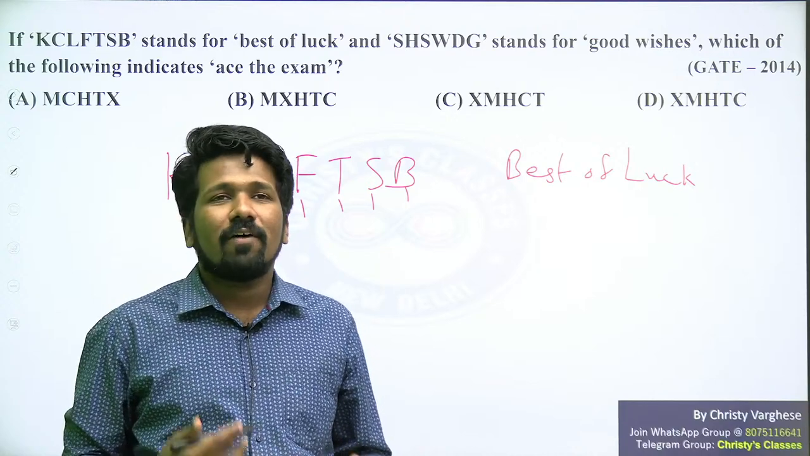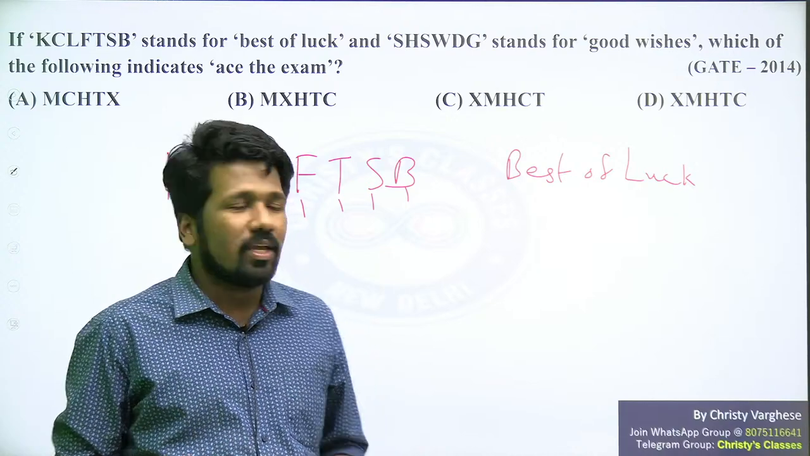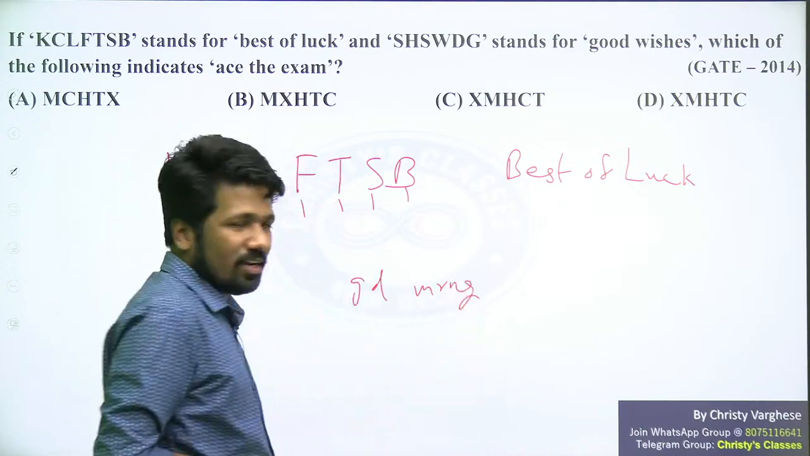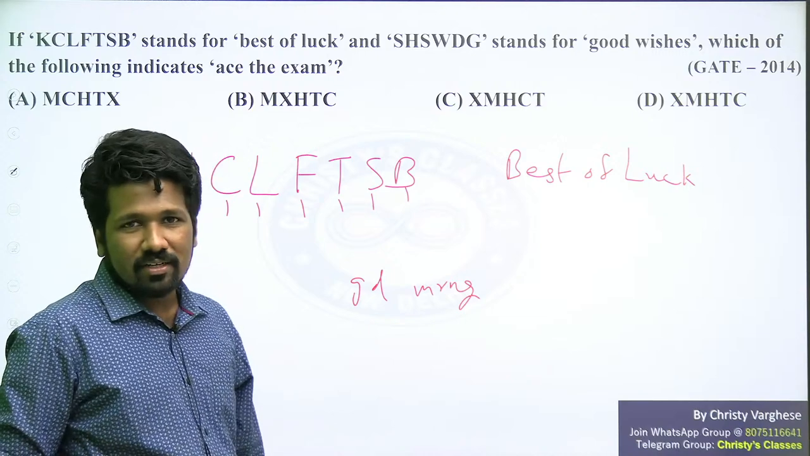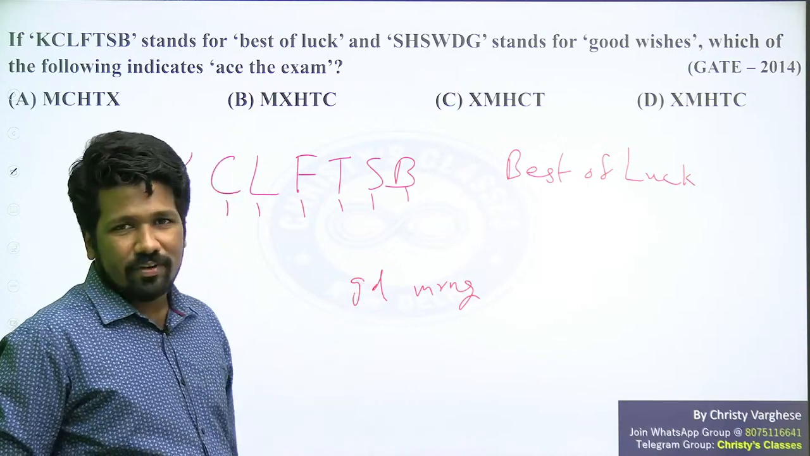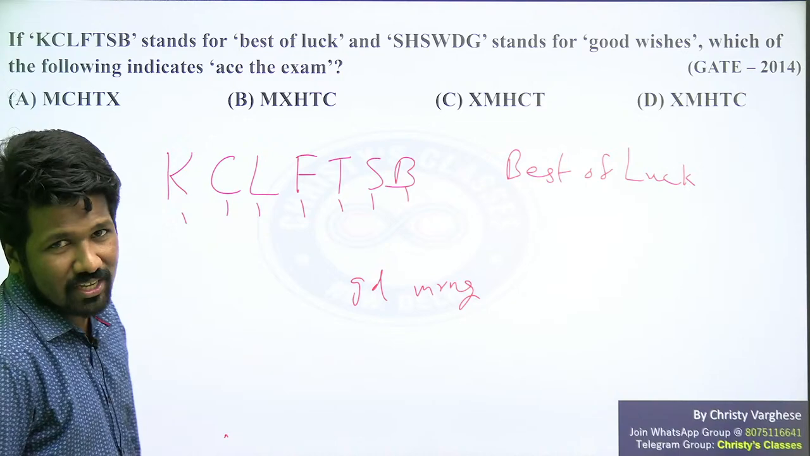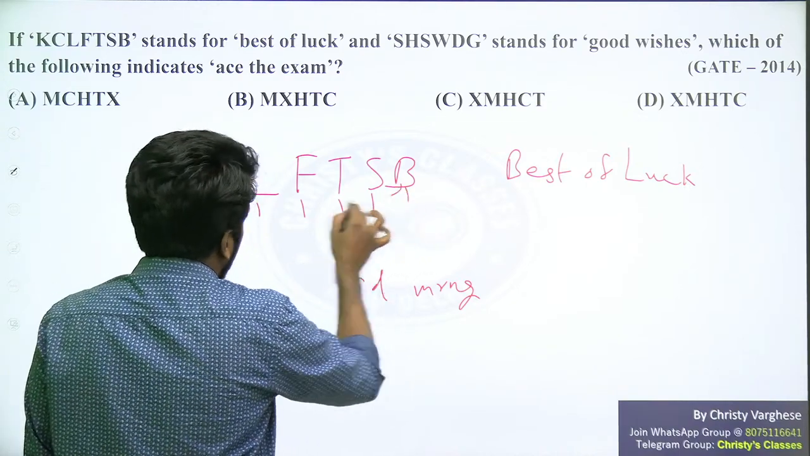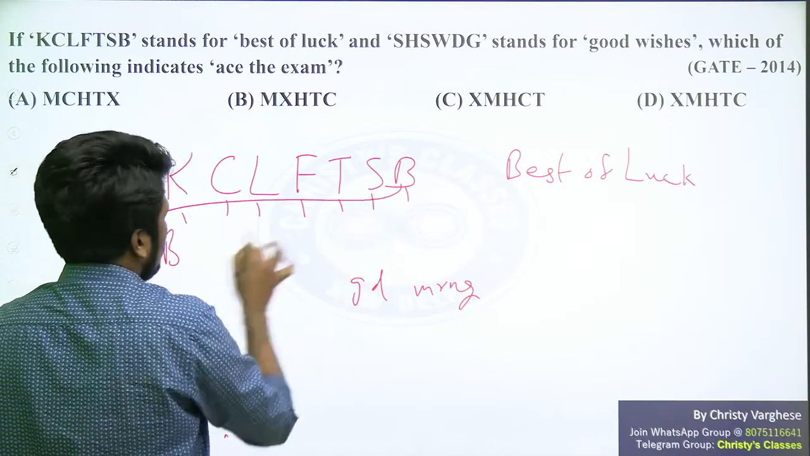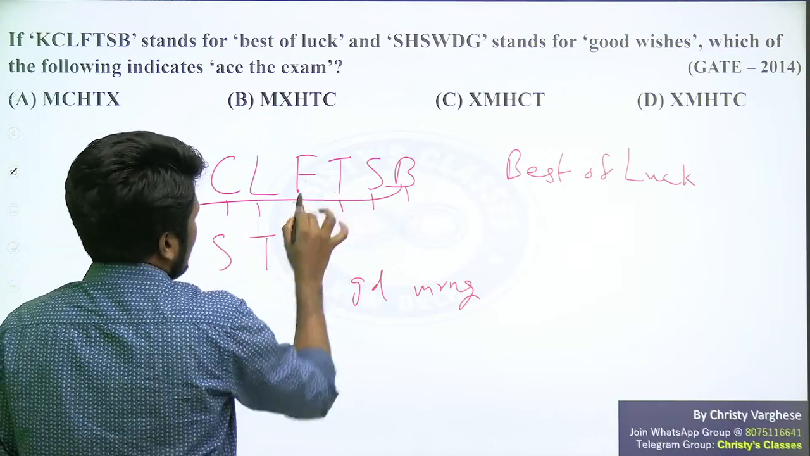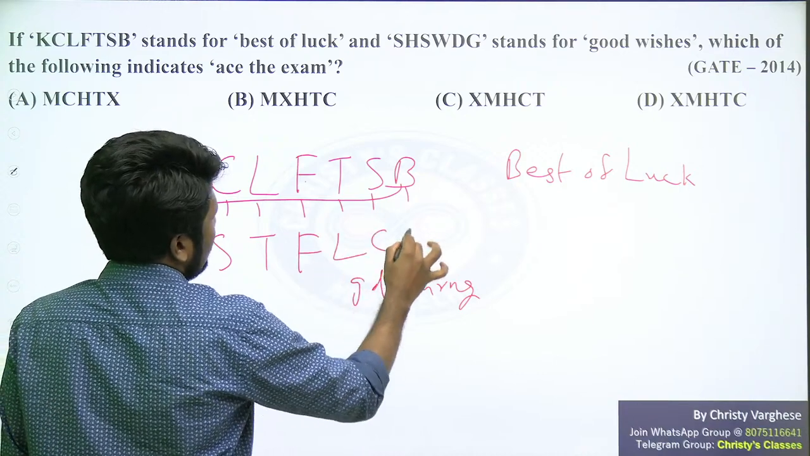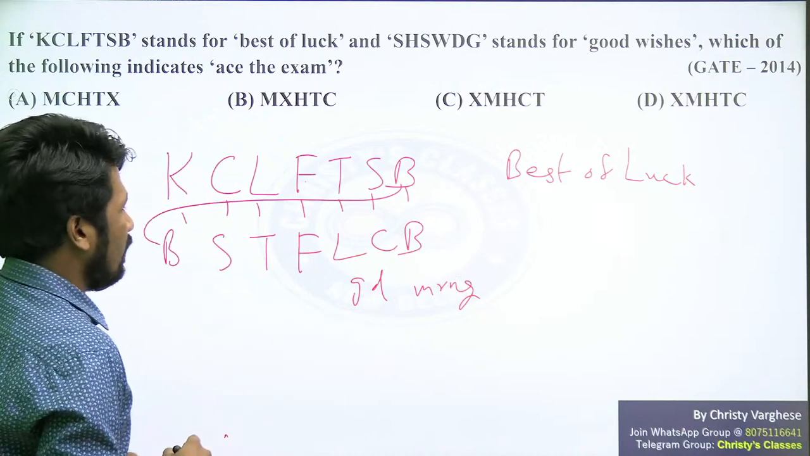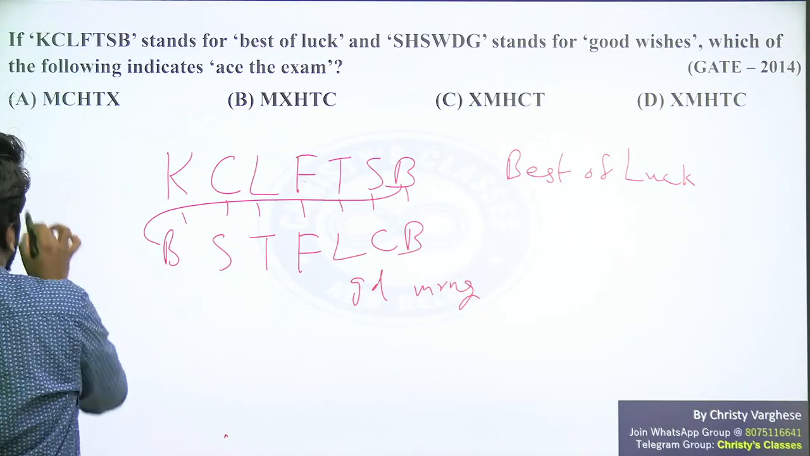For example, if I have to type good morning, you will write GDMRNG, right? All the vowels are skipped, because still we can make out the meaning of it. Same is the idea used here. In short, it is written. Look at this. If you write it in reverse order, first write it in reverse order, B, S, T, F, L, C, K. Now look at this. This is best of luck itself, by skipping the vowels.